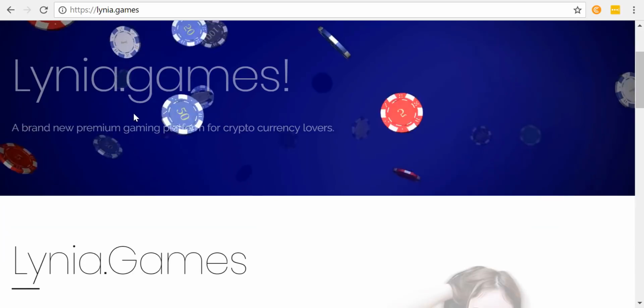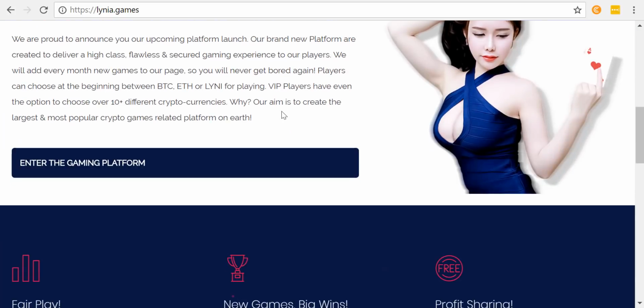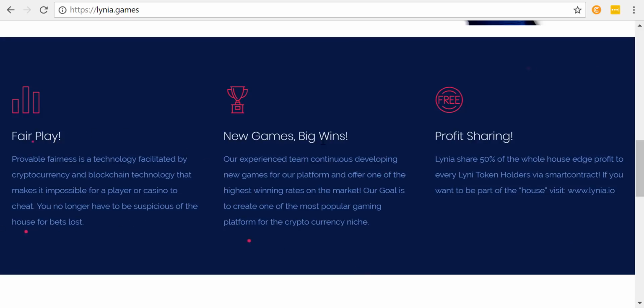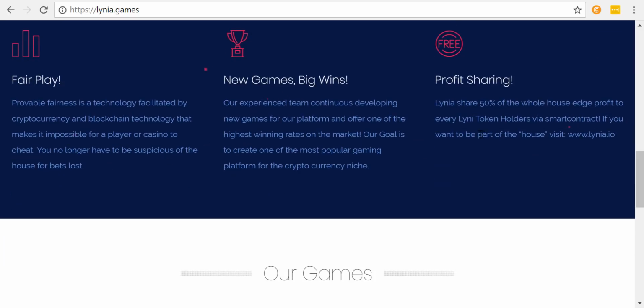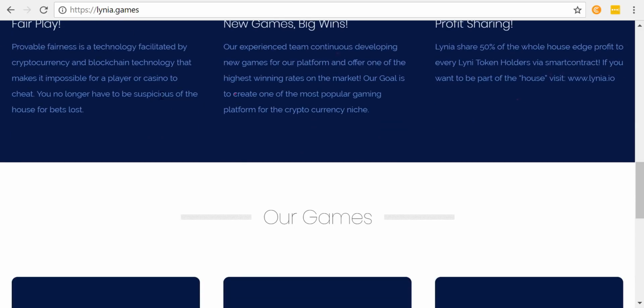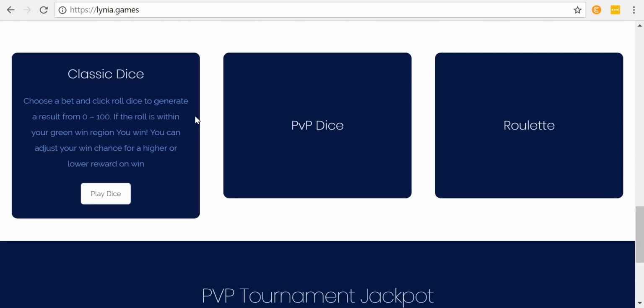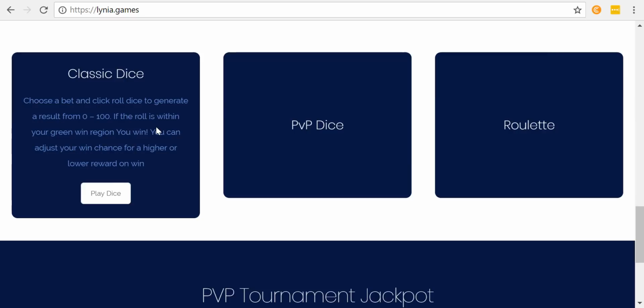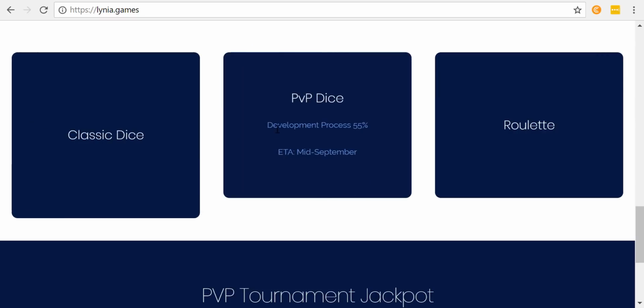So this is more traditional gaming. They have fair play. It's fair because it's on the smart contract. New games, big profit sharing. So basically 50% of the house edge goes to token holders. The 50%, I guess, goes to Lynia. I don't know. Their games, classic dice game. Basically, it's 1%. You can call it a coin flip, 1% edge or whatever. They don't know what this is.